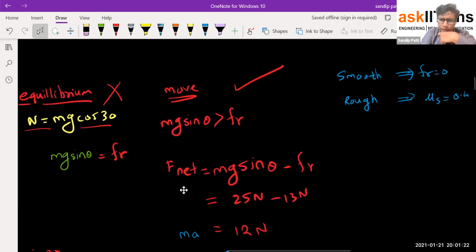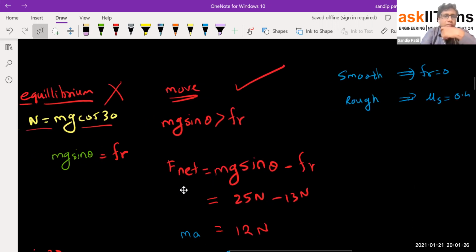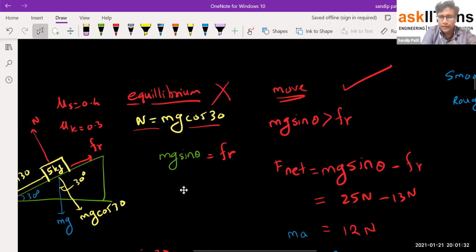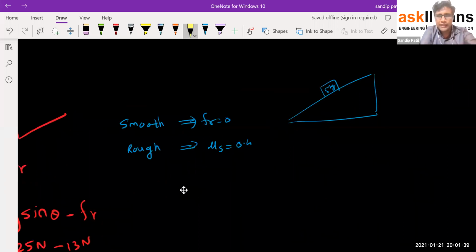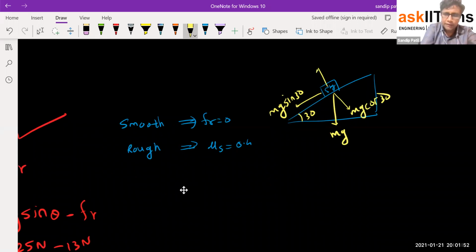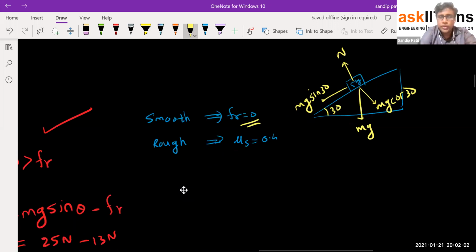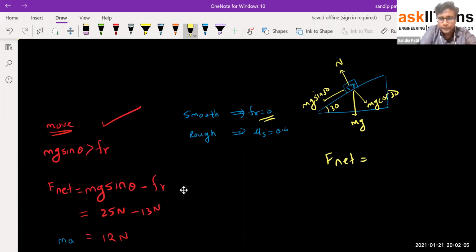You have to find out using whether it is smooth or rough. What will happen if it is smooth? Consider this same diagram, the same situation, but only the smooth part. If this is the block of 5 kg, let's find out how many forces are acting on it. One is mg, which we resolve. If this is 30°, this becomes mg cos 30, this becomes mg sin 30, and this is our normal. Smooth means there is no frictional force, so no one is going to oppose this mg sin 30. So F net is only mg sin 30.